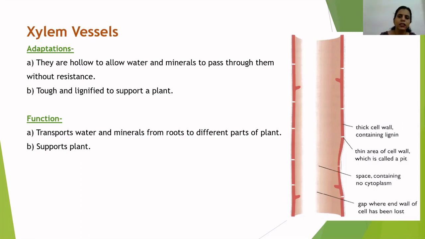And the function is it provides support to the plant, and second, it transports water and minerals from roots. Because water and minerals are absorbed into the root first. So they transport water and minerals from root to stem and different leaves of the plant. Fine.